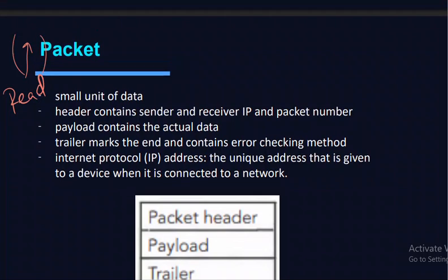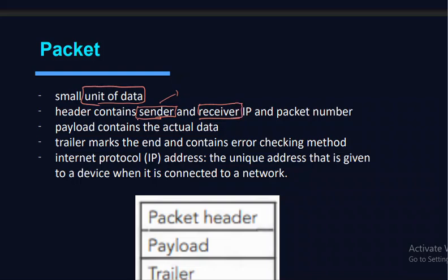So packets. The most important thing is, what is a packet? It is a small unit of data. If someone asks you the meaning of a packet, you must say that it is a small unit of data. That's it. And what does a packet contain? It contains the sender's and receiver's IP address, also called the destination IP address. Whatever sends is called the sender's IP, and whatever receives is called the receiver's IP. And the packet number.